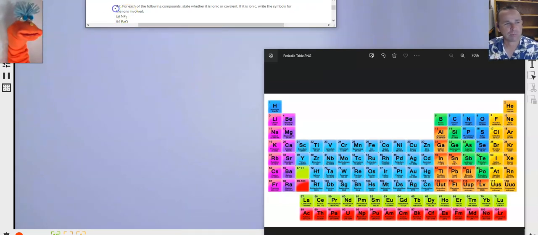Here, ionic or covalent? What do you think, Fred? Ionic or covalent for NH3? That's covalent because nitrogen and fluorine are both nonmetals. Very good. Nitrogen and fluorine, right of the staircase, nonmetals, covalent compound. How about BaO? Barium is a metal. It's element 56. Okay, metal. So ionic compound. How about this one?